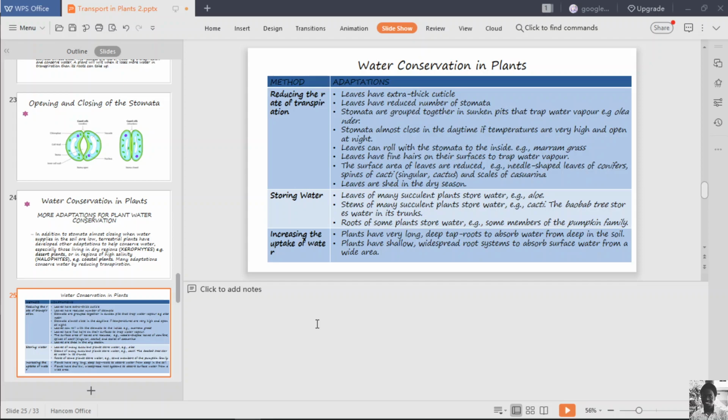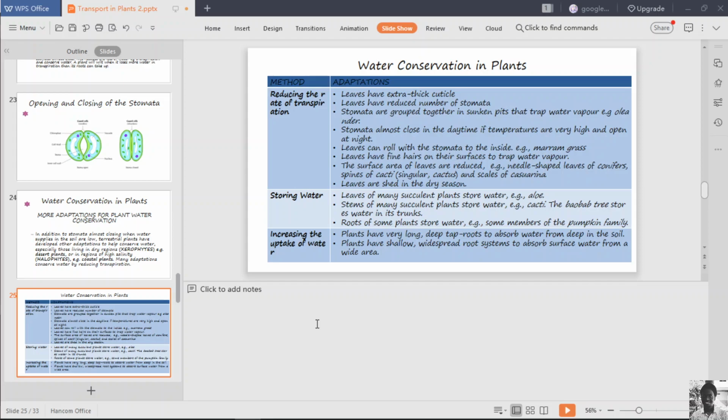Okay, now thirdly, plants can also increase the uptake of water. Okay, plants take up water by the roots, the root hairs. Now the plant can increase its water uptake by growing a very long and deep tap root system. Remember, if a plant has a tap root, you have one main root from the stem going down into the soil. So a plant can have a very long and deep tap root, right, in order to absorb water from deep underground reservoirs in the soil.